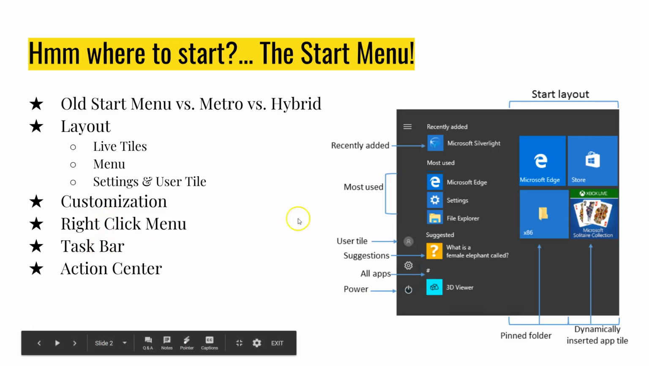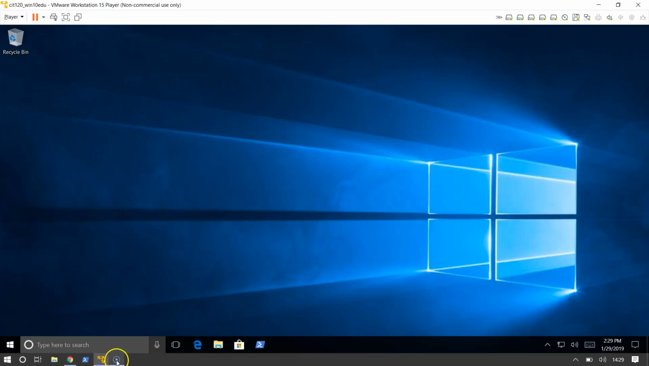So let's talk about the taskbar and the Action Center. I am a big fan of the taskbar, as you can probably see on the bottom here. This is my personal taskbar. Here's the taskbar we have for our project right here. Taskbar is listed right here. I can right-click off of it.